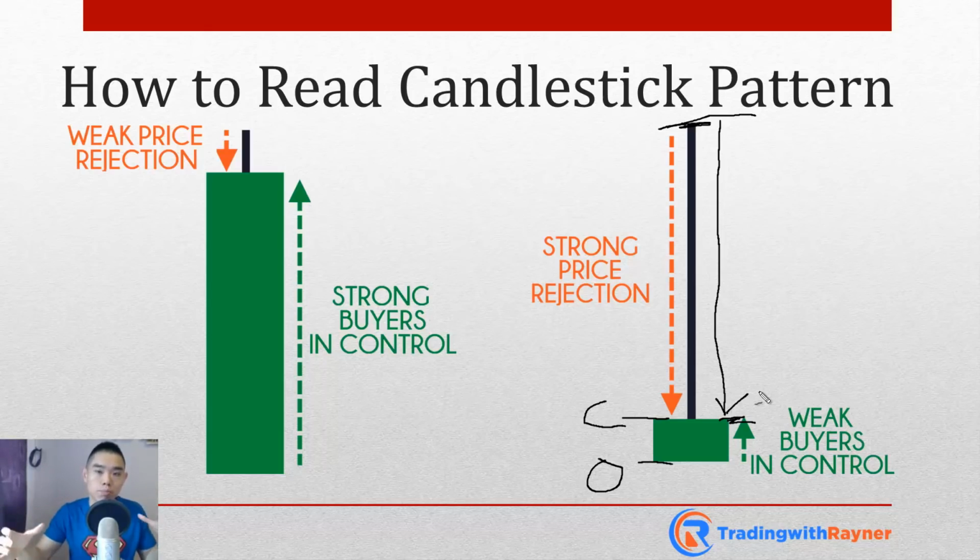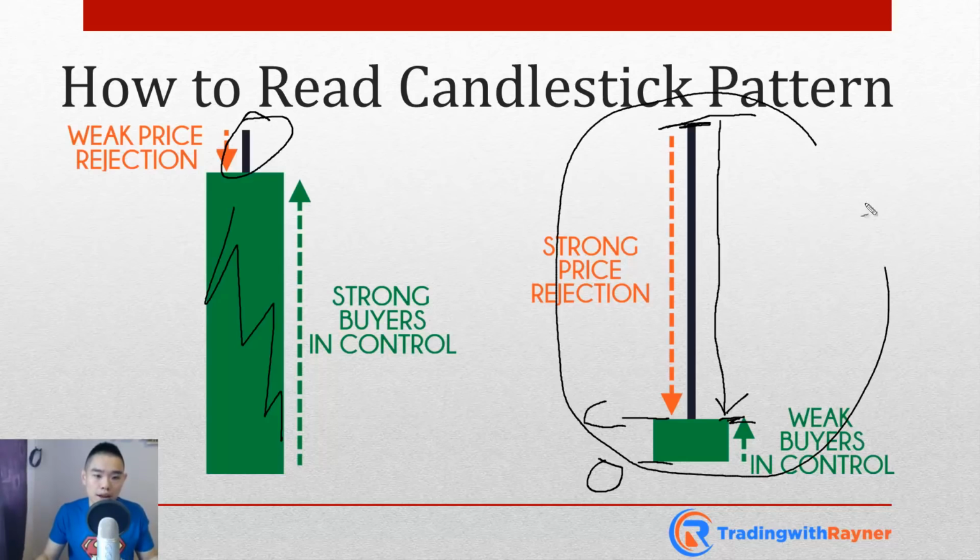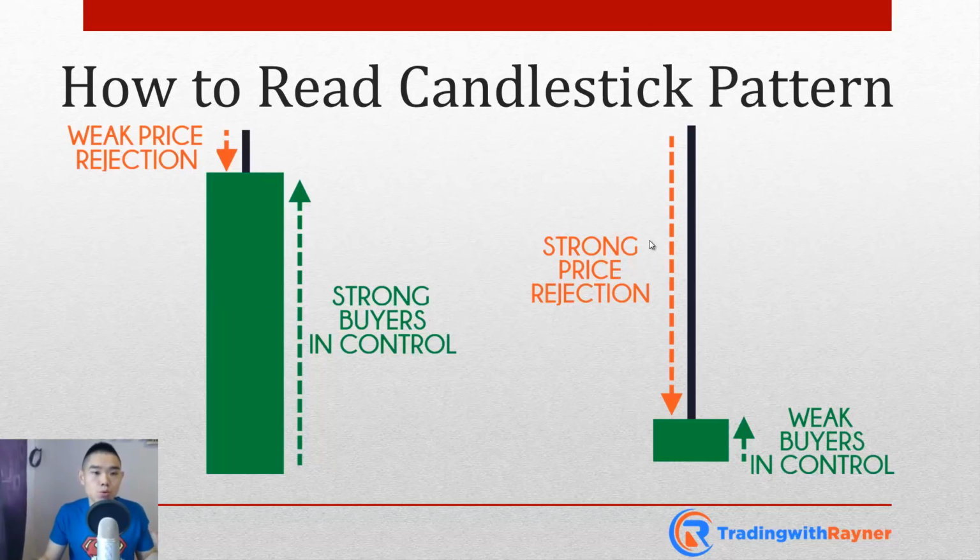Okay, so I also want you to pay attention to these three things. Number one is the body. Number two is the wick. And number three is the size of the body relative to the wick. Usually, if the wick is much longer than the body, it's a sign of price rejection. Okay, so this is how you read candlestick patterns. Just three components: the body, the wick, and the body relative to the wick.